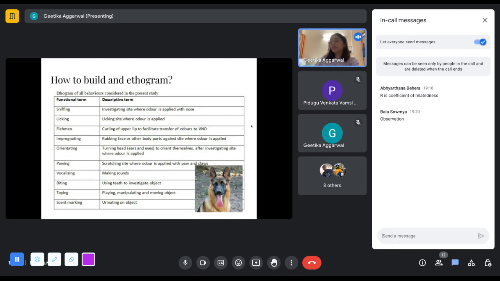So this is how you define or describe the behavior. They have described something as sniffing, where that dog is sniffing around, and it may be investigating a site, or it is just trying to see what all odors are around it. There's licking, it could be licking something. Then they describe something as flehmen. It's curling the upper lip to facilitate transfer of odors. So these are all the different ways in which they have defined their ethogram for the dog. Scent marking, toying, biting, all of these things. Okay. So this is how you can carry out description of the different behaviors.